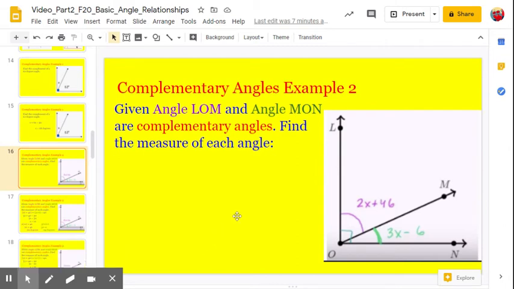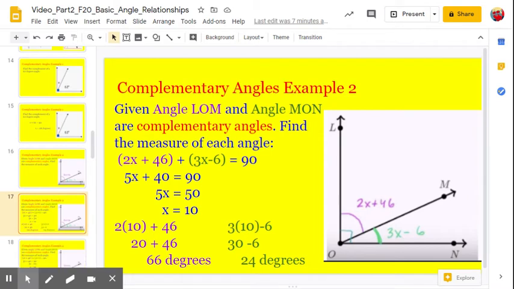Next example, they want you to find the measure of each angle, angle LOM, this top angle, and angle MON, the bottom angle here. And we know they're complementary angles because it's a right angle here between them, the angle addition postulate. So how would you just write the equation to solve for x? All right, I'm hoping you told me you would go 2x plus 46 plus 3x minus 6 equals 90 degrees. Again, this part plus this part equals the whole. And then we'd solve for x. You get x equals 10.